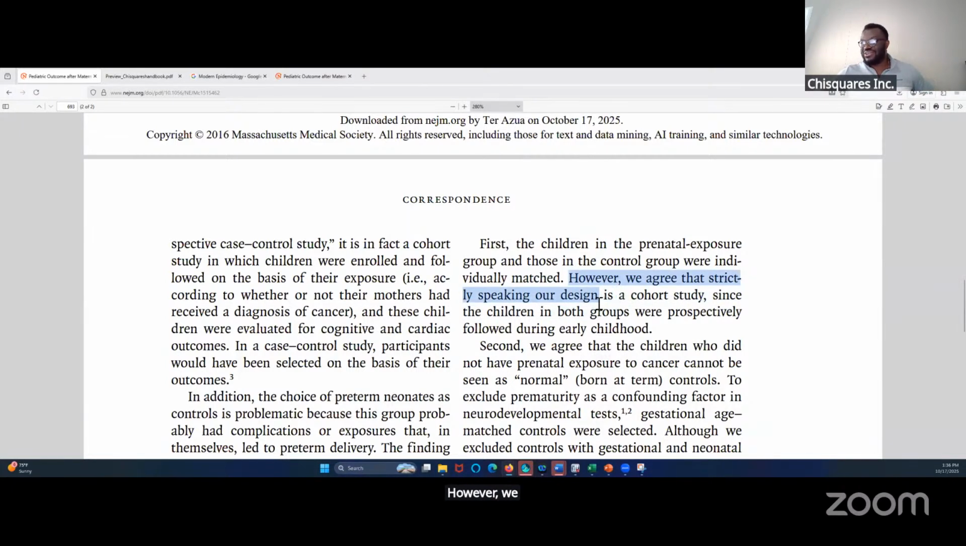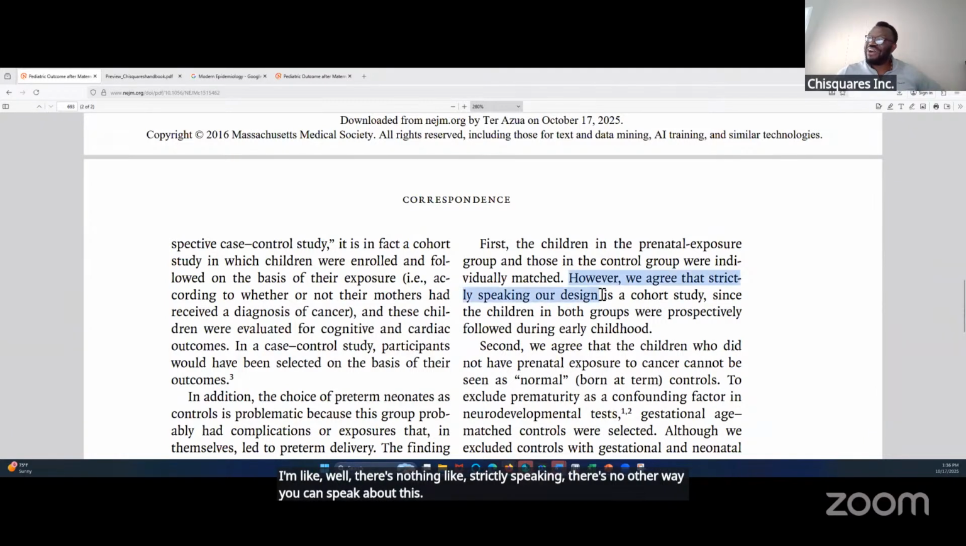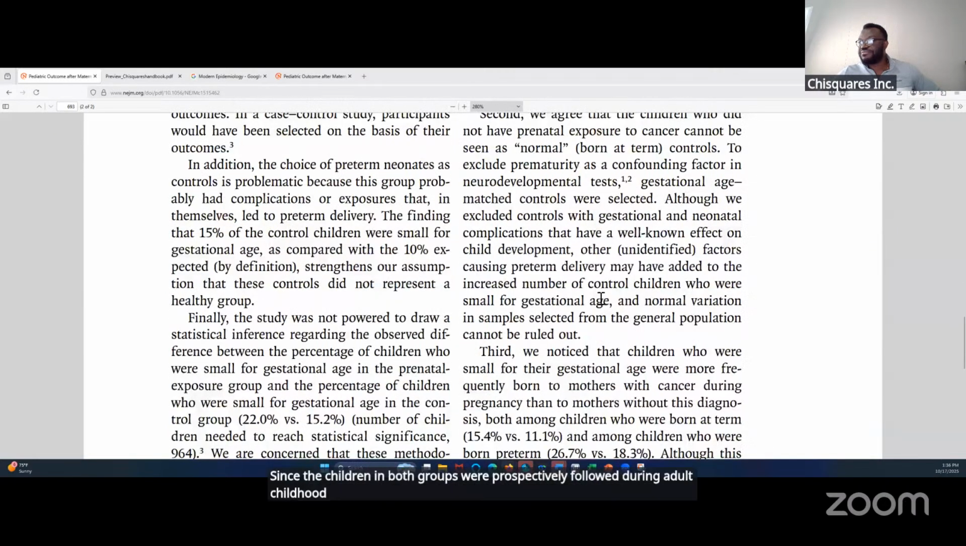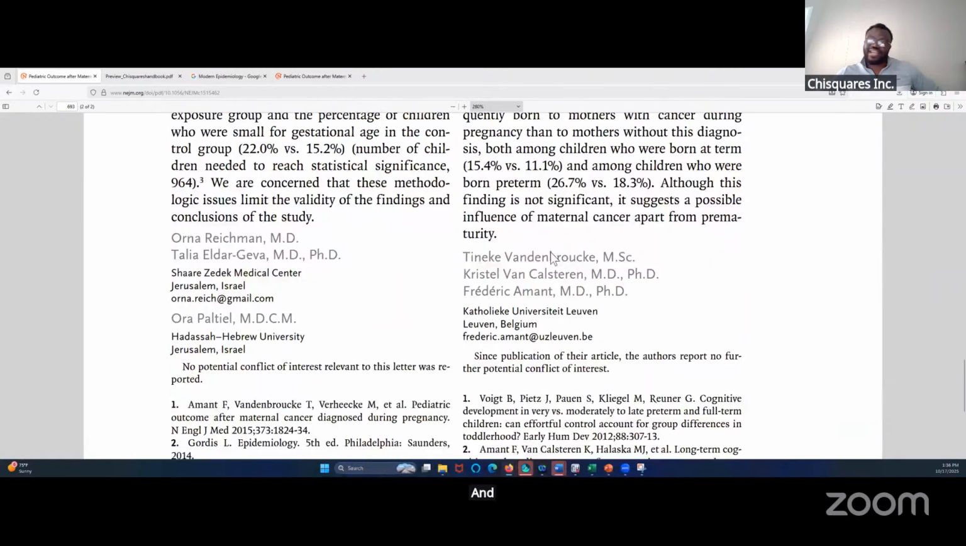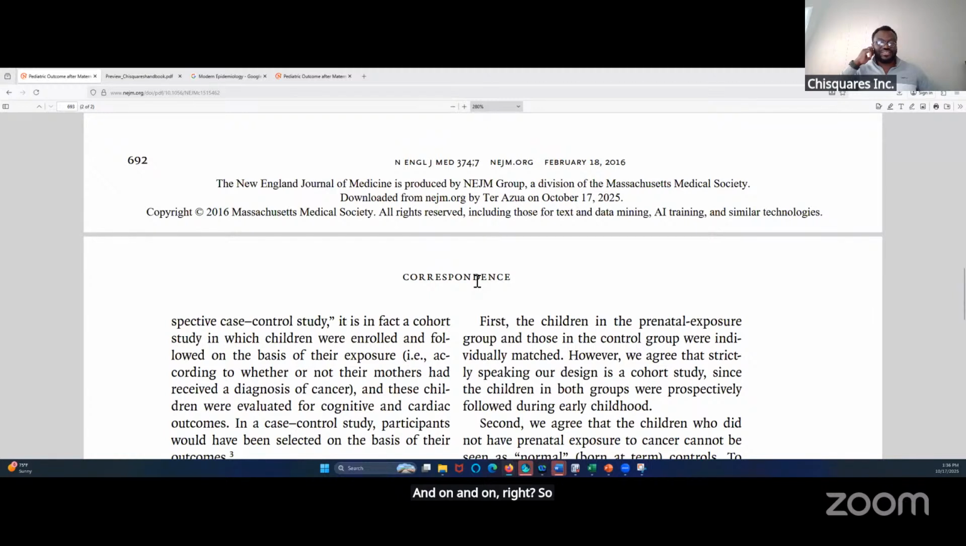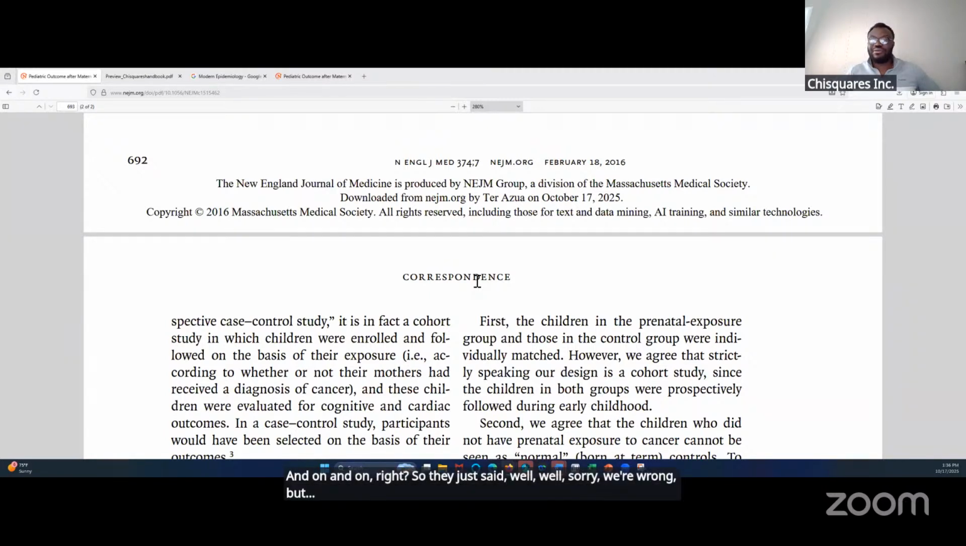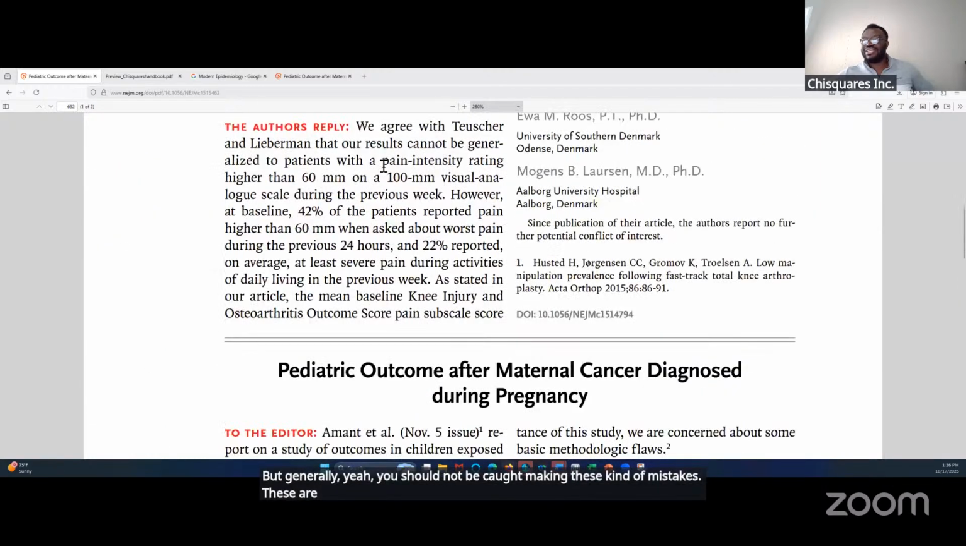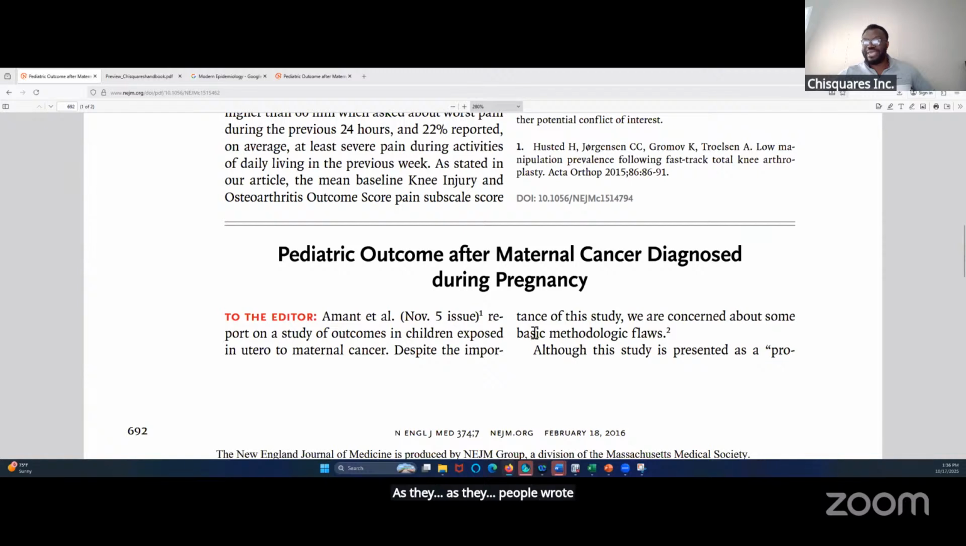However, we agree that strictly speaking, well, there's nothing like strictly speaking. There's no other way you can speak about this. However, we agree that strictly speaking, our design is a cohort study since the children in both groups were prospectively followed during early childhood. And on and on, right? So they just said, well, sorry, we're wrong, but generally, you should not be caught making this kind of mistake. These are, as the people wrote, basic issues that every one of us in the audience here should know. They are the foundations of research.